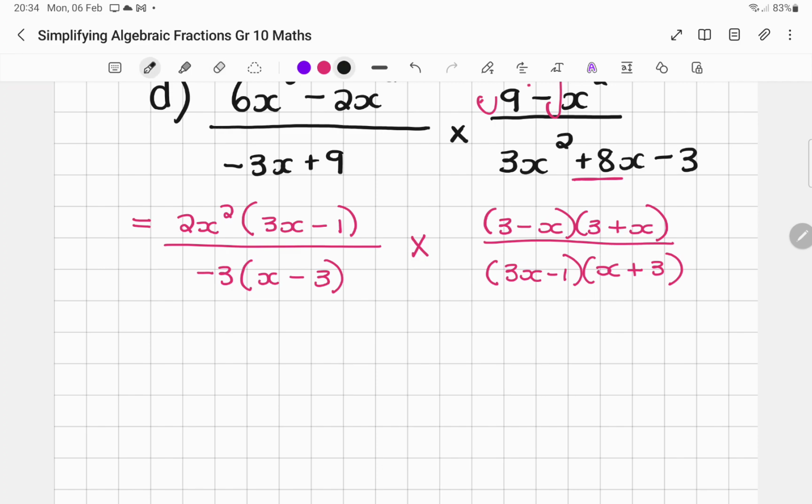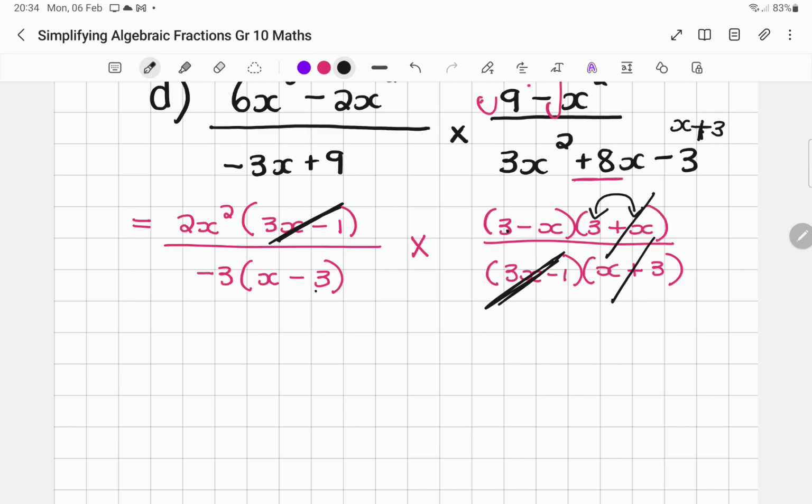Is there something I can cross cancel, just to make it a little bit better? Yes, there's a 3x minus 1, 3x minus 1. And can you see that x plus 3 is the same as 3 plus x? Okay, so if I just had to swap these two terms, it will also give me x plus 3, because 2 plus 5 is the same as 5 plus 2. So these two can also cancel out. Okay, so these two are a little bit different. They look the same, but not yet.